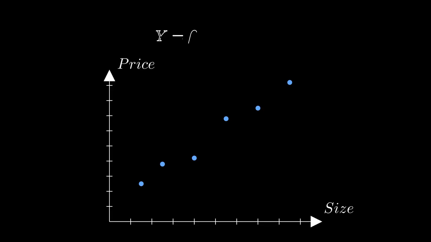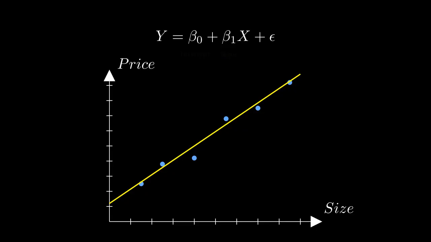Linear regression is the process of finding a single straight line that best represents the trend of all these data points. This line follows the classic equation, y equals beta 0 plus beta 1 times x plus an error term. Beta 0 is the intercept, where the line hits the vertical axis, and beta 1 is the slope, which tells us how much the price increases for every extra square foot.